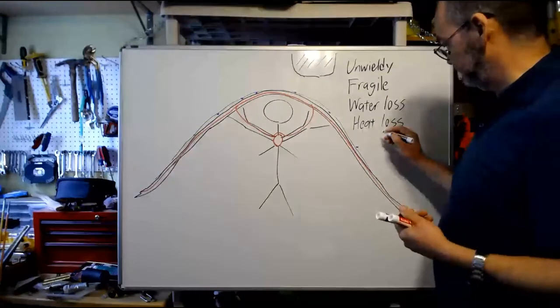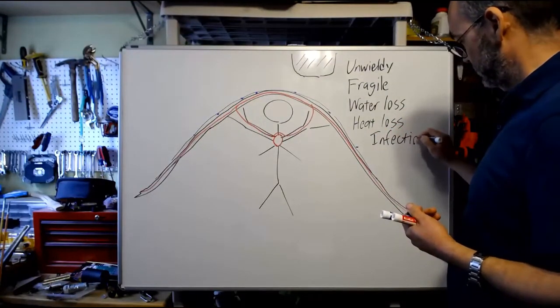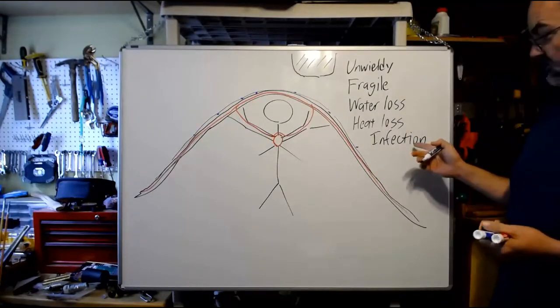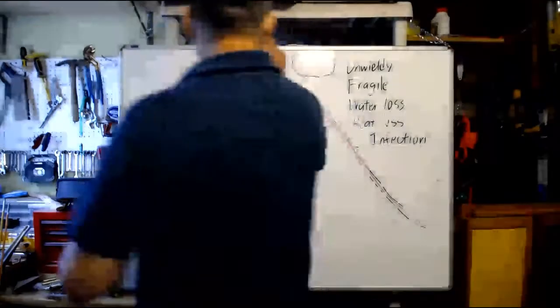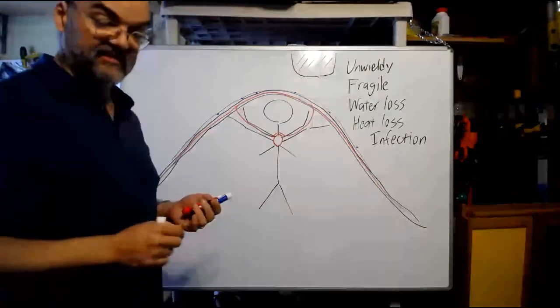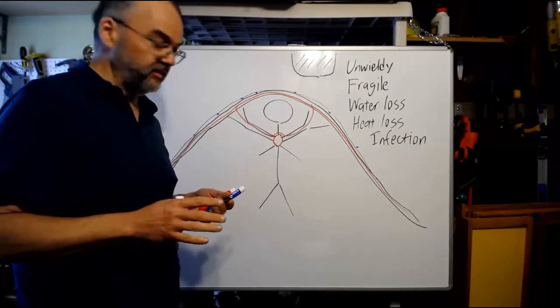Another one. We can call this the birds will poop on it problem. This is extremely vulnerable to infection. Anything out in the world that settles on this can get into your blood almost directly. So you're extremely vulnerable to the environment.